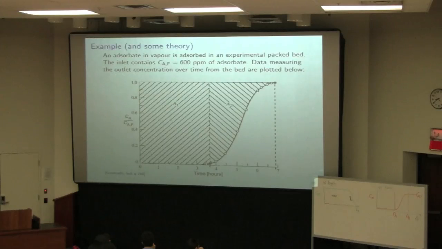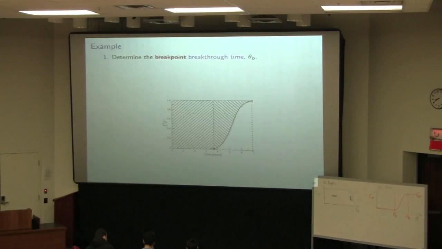That helps us then to interpret these integrated areas. This is an area A1. Because my y-axis is a dimensionless number from 0 to 1, that integrated area A1 corresponds to a time, because my x-axis is in time in hours. So the first question asks here, determine the breakthrough time theta B.